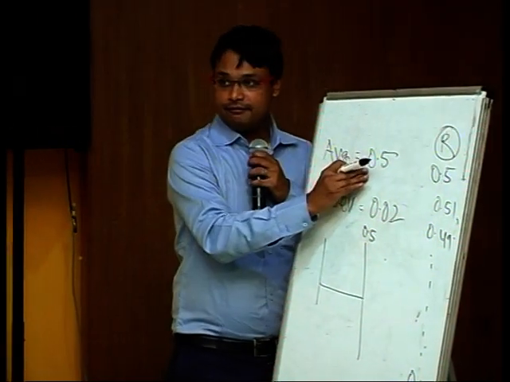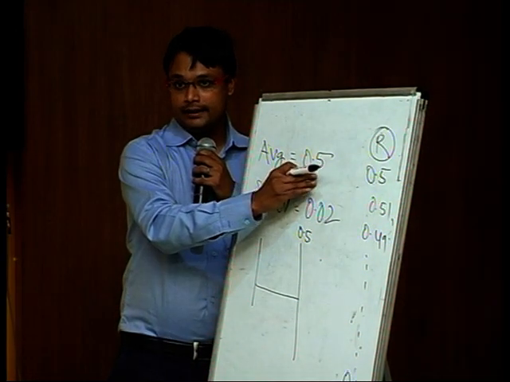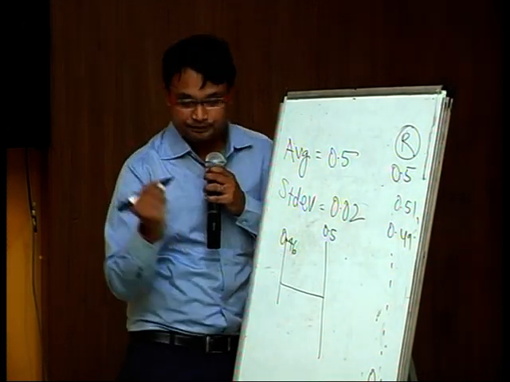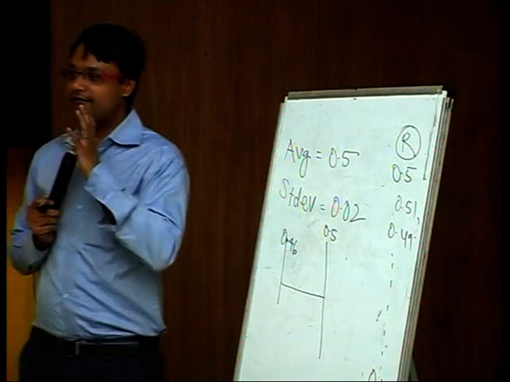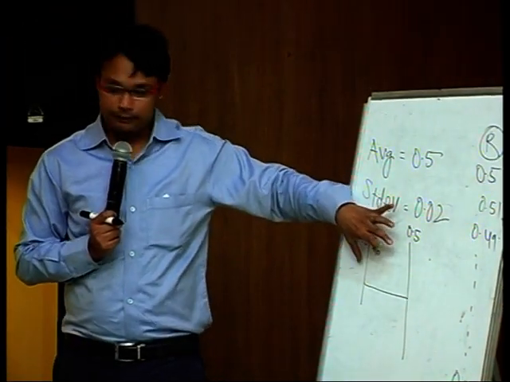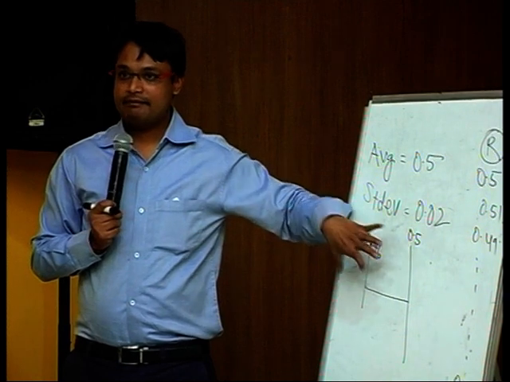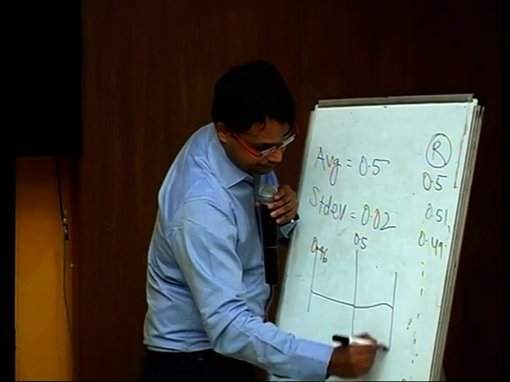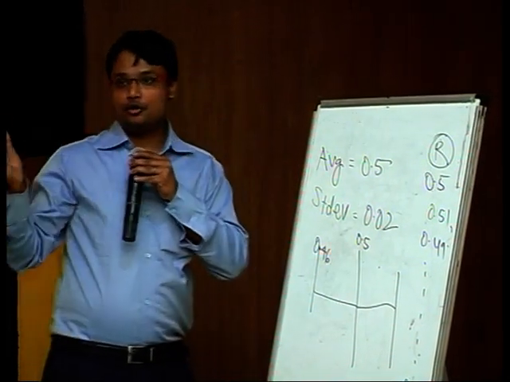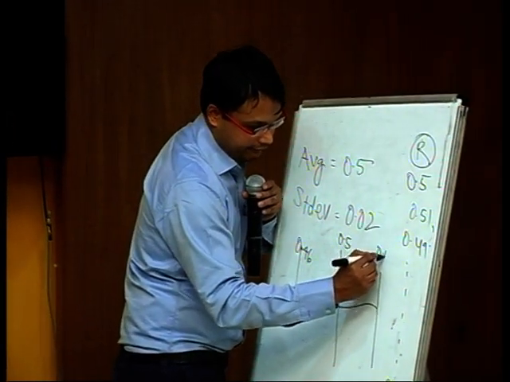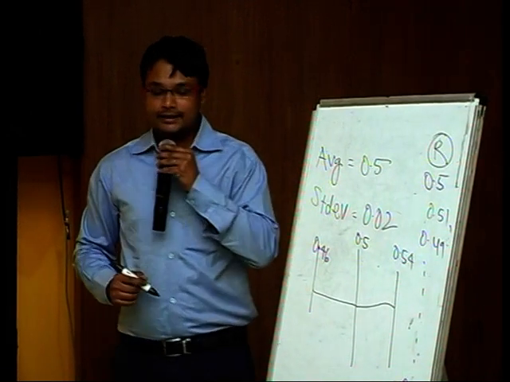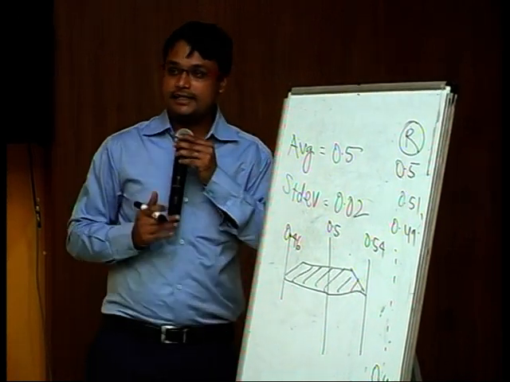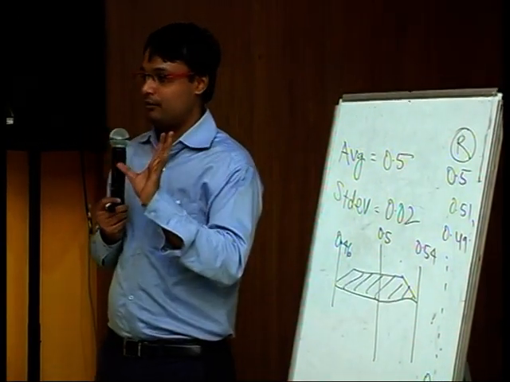Okay? So 0.5 minus 0.04 is 0.46. Right? So I can go down to 0.46. But with a 95% confidence interval, I can say that I will not go down below 0.46. There is a 95% confidence interval that I will not go down below 0.46. And on the upper side, 0.5 plus 0.02 into 2, which is 0.04. So this comes to 0.54. Alright? So there is a 95% confidence interval that this ratio is going to stay between 0.46 and 0.54.